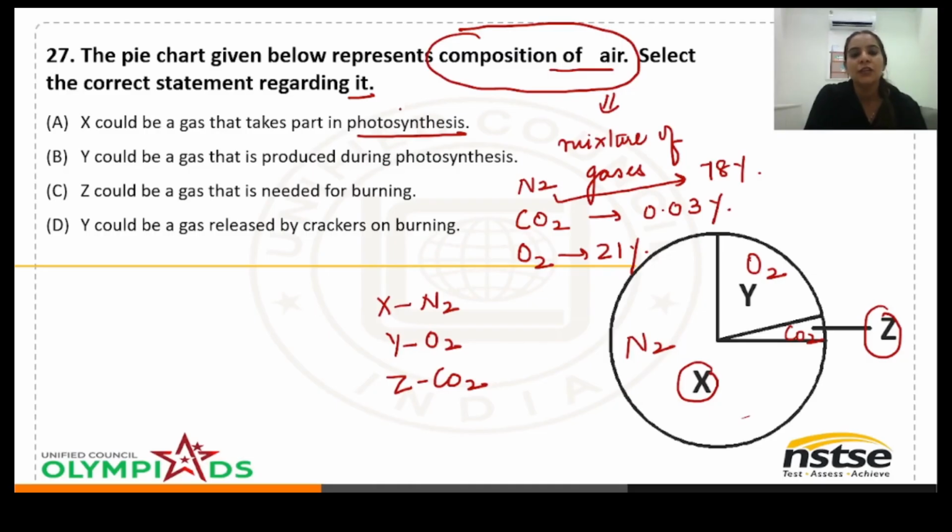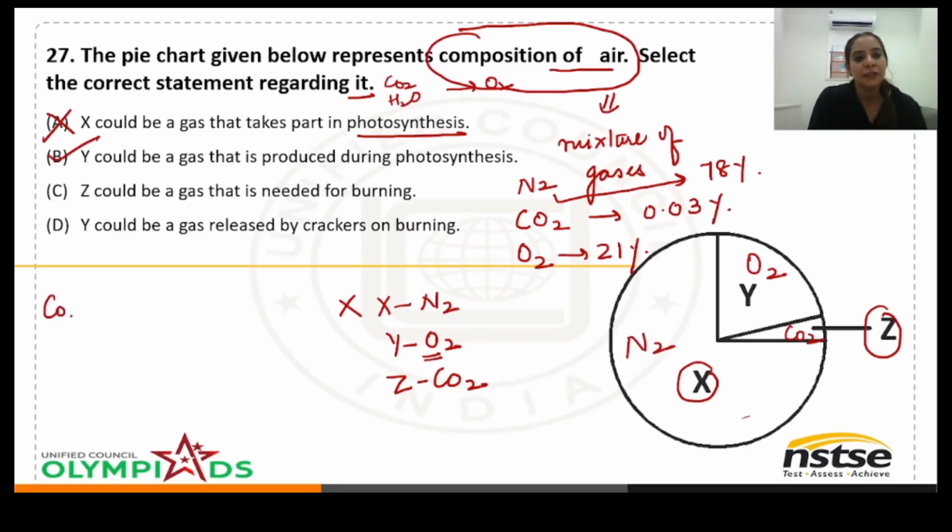So we know that photosynthesis is a process by which green plants prepare their food. And what do they need? They need CO2, water vapor, sunlight and chlorophyll. And as a result, when they make food, they release oxygen gas into the atmosphere. So this one is incorrect because they utilize CO2 and they give O2. So N2 is not a participant there. Next option, Y could be a gas that is produced during photosynthesis. Yes, Y is produced, this is true.